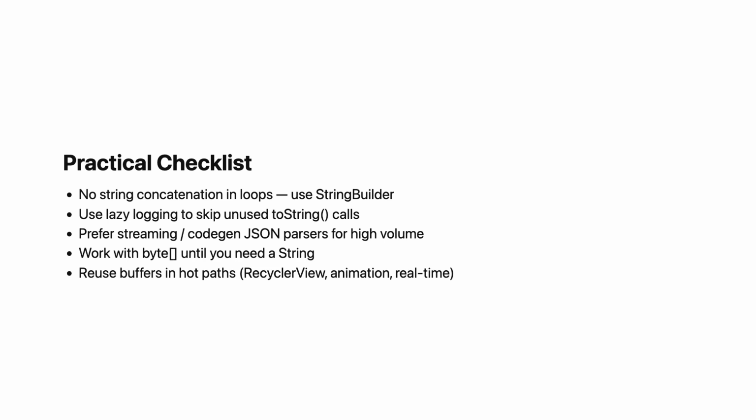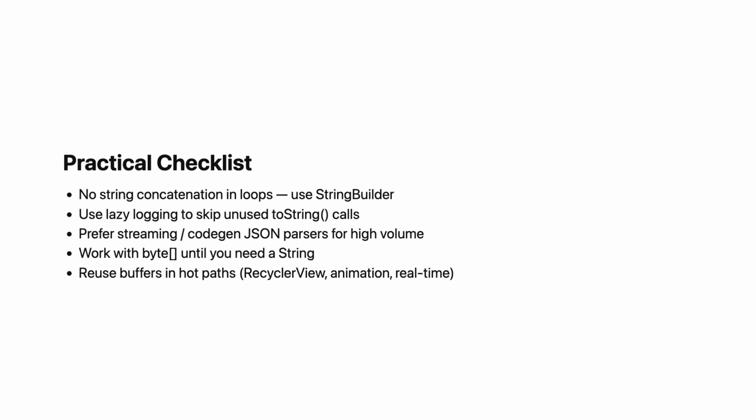Let me give you a practical checklist for managing strings in Android apps. First, avoid string concatenation in loops, use StringBuilder. Second, be aware that string templates are efficient for simple expressions but can trigger cascading toString calls on complex objects. Third, use lazy logging to avoid creating log strings that will never be output. Fourth, if you process high-volume JSON, consider a streaming parser or code-generated serialization. Fifth, work with byte arrays instead of strings when processing raw data. Defer the string conversion until display time.